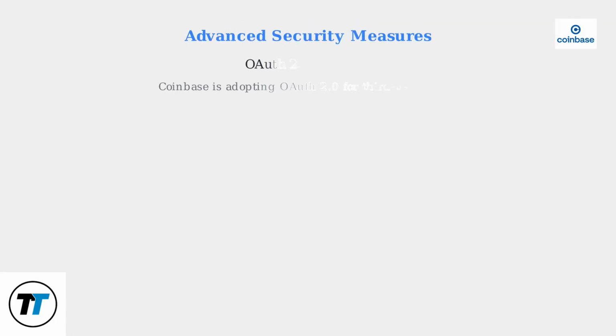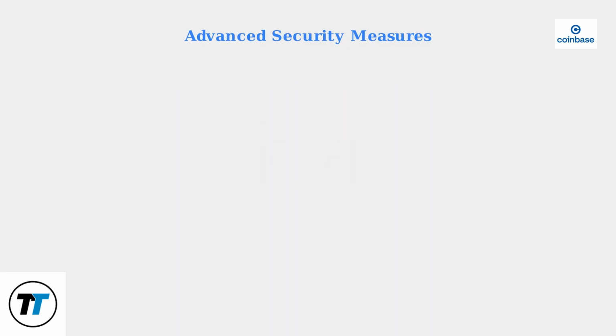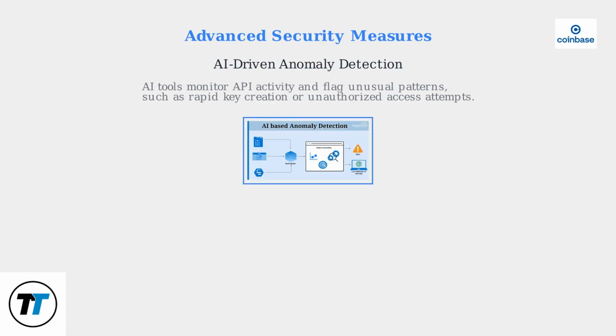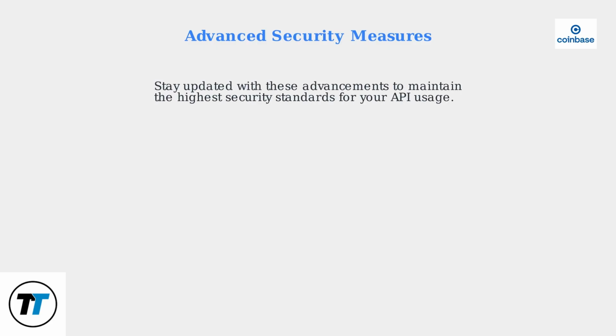Coinbase is increasingly adopting OAuth 2.0 for third-party apps, moving away from static API keys to enhanced security. OAuth 2.0 provides a more secure authorization flow compared to static keys, reducing risks like key compromise. AI-driven anomaly detection tools flag unusual API activity, helping prevent security breaches. These systems analyze data sources like logs and KPIs to detect anomalies in real time. Stay updated with these advancements to maintain the highest security standards.